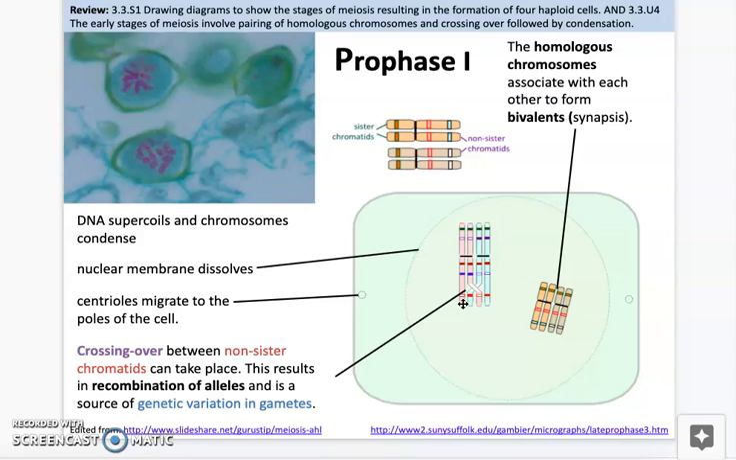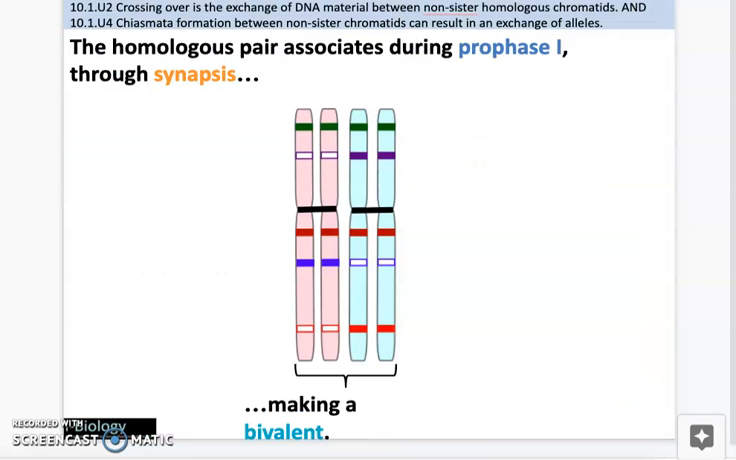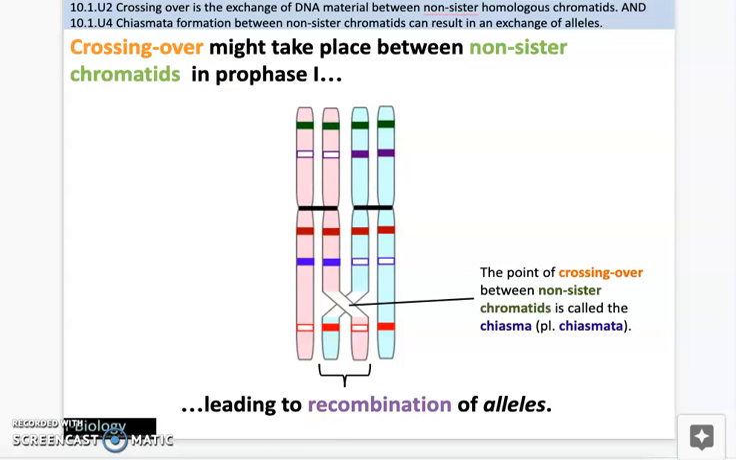So this is one pair of homologous chromosomes. We call them bivalents. Then we've got another pair that will also be crossing over. And again, this is when recombination of alleles takes place. That's the exchange of the alleles and the genetic information. It promotes genetic variation. So they do refer to the homologous chromosomes that are lined up with each other as bivalents. The process of them lining up with each other is called synapsis, and then the actual process of them exchanging genetic information is crossing over, leading to recombination of the alleles.